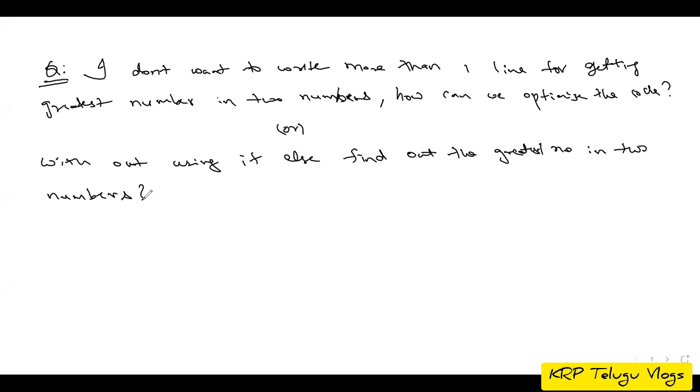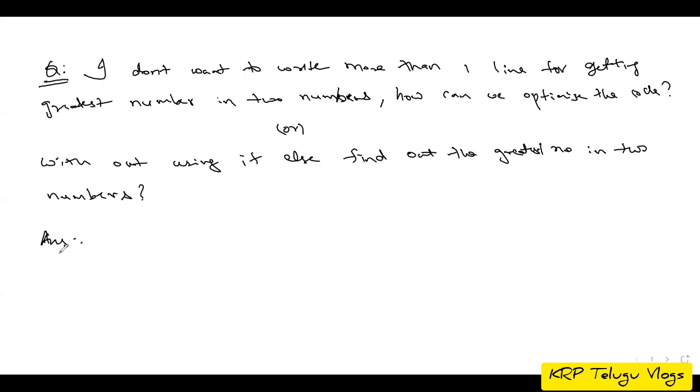So for example, I want to find out the greatest number in 4 numbers or 3 numbers, or the second largest in 3 numbers. In a for loop you cannot do that. Understood? Yes sir.